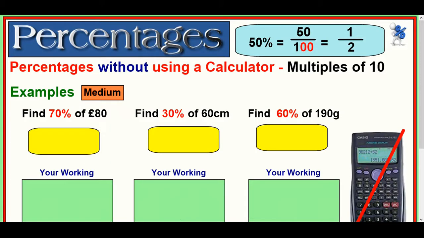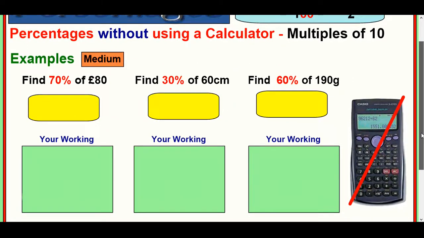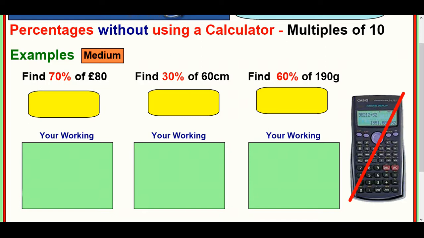Okay, I'm just going to go on to the medium questions now, which are multiples of 10 type questions, like 70%, 30%, 60%, and so on. So how do you work out 70%? Well, 70% is 7 lots of 10%, so it's really 7 tenths. In order to work that out, I would divide by 10 to work out 10%, and then times by 7. That's the easiest way to do this.